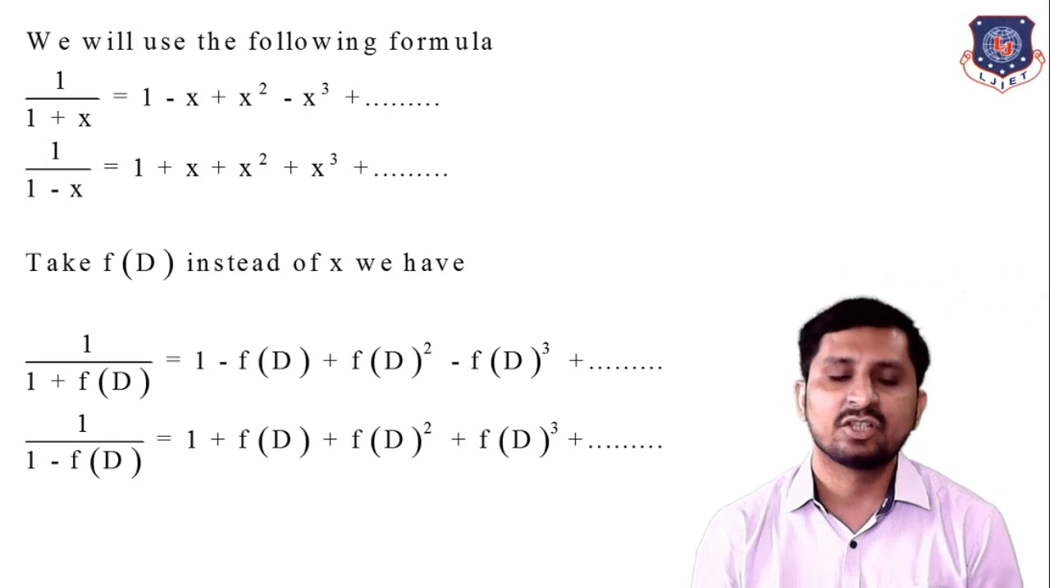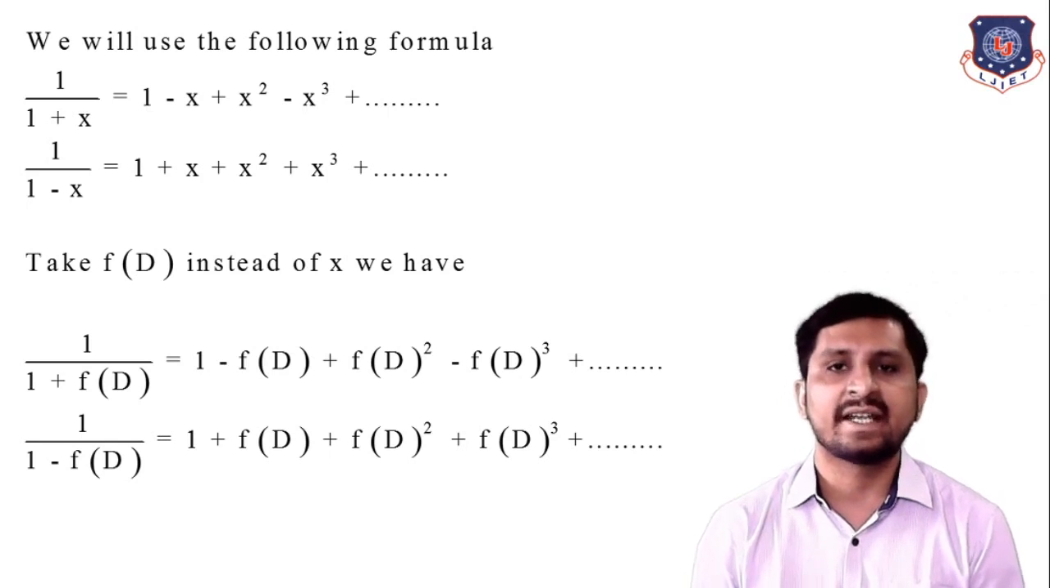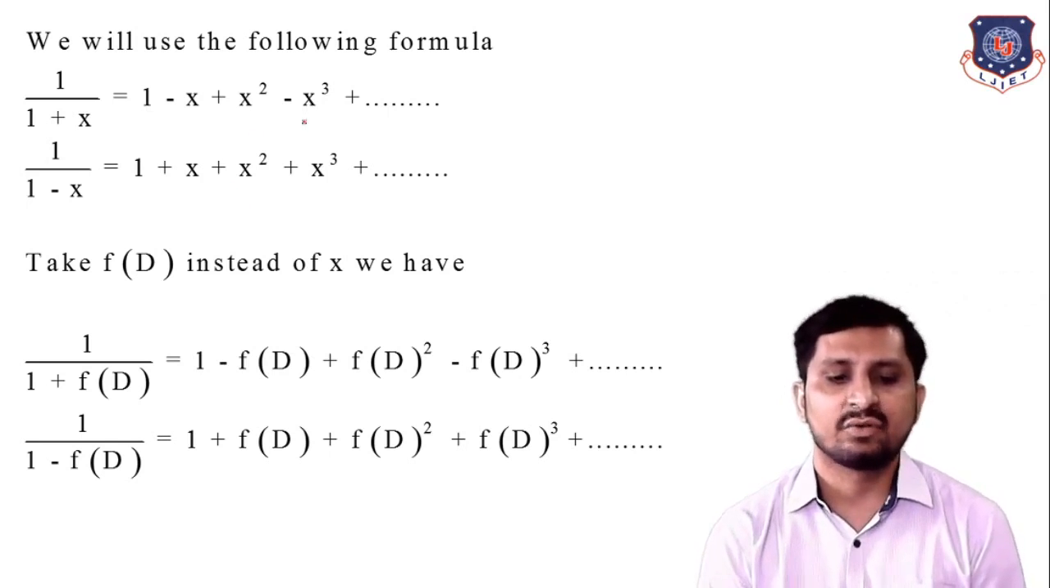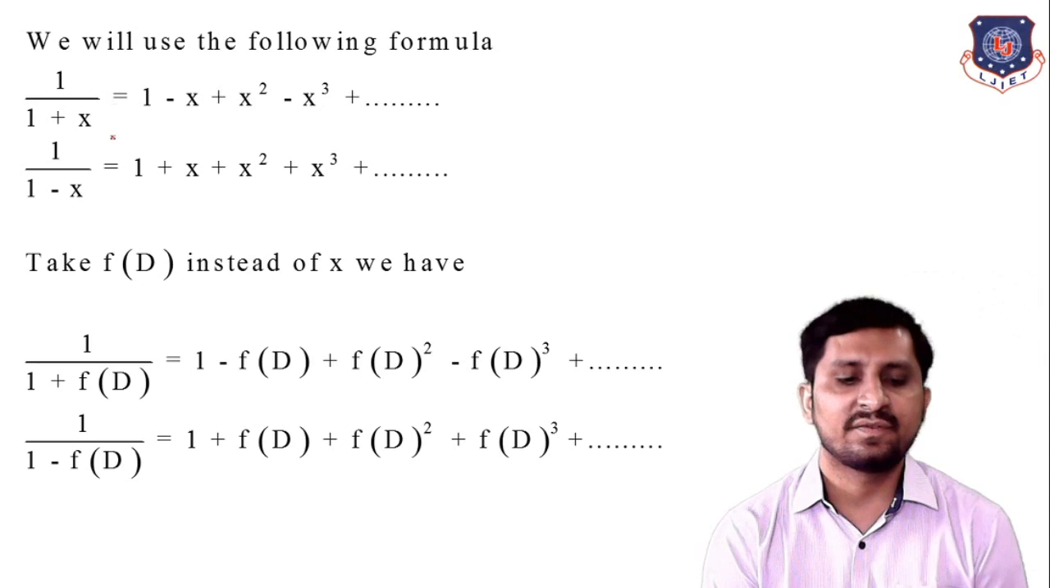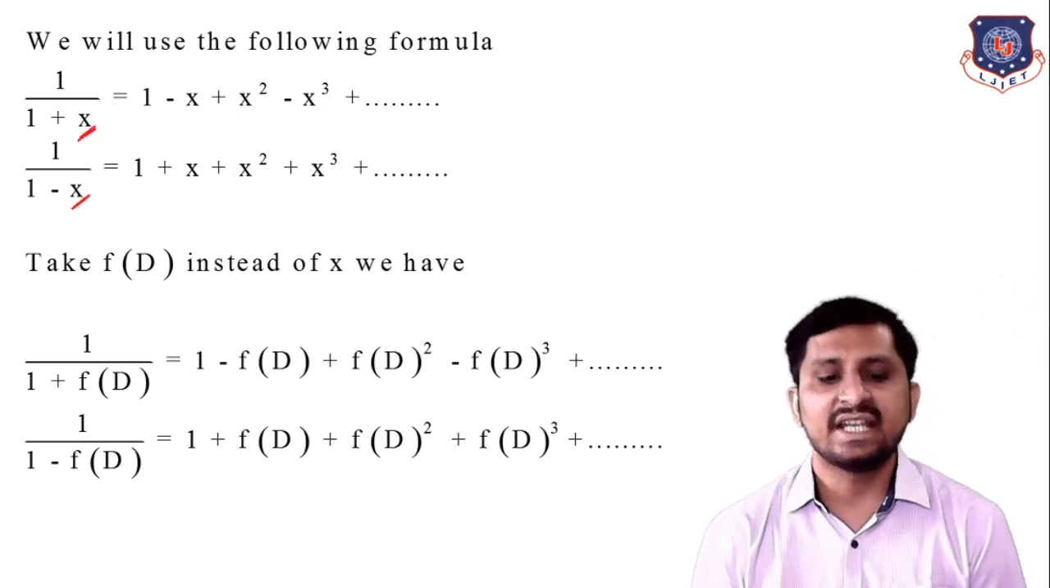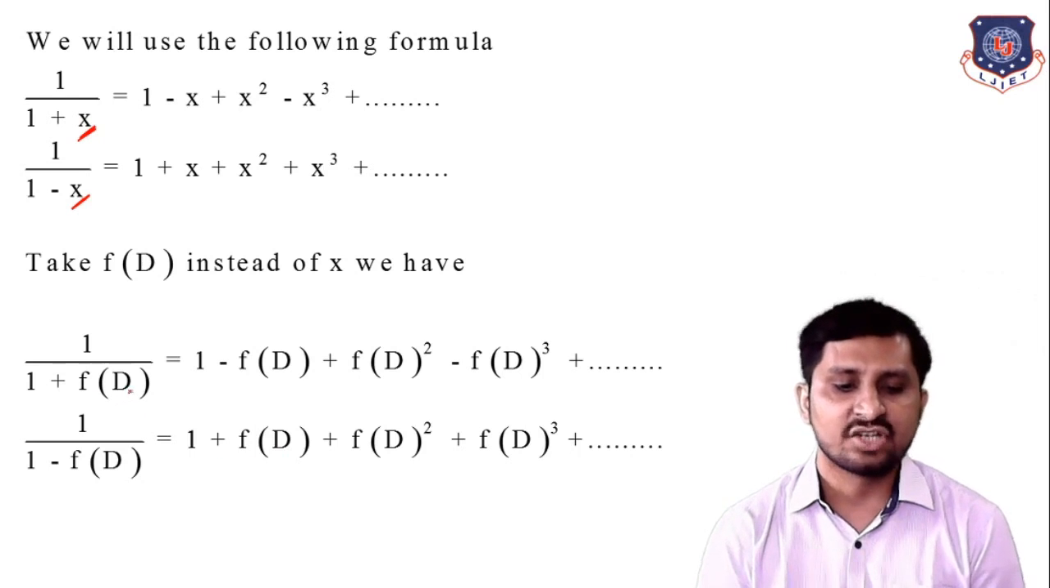As you all know, 1 upon 1 plus x can be written as 1 minus x plus x square minus x cube and so on. Okay, 1 upon 1 minus x is equal to 1 plus x plus x square plus x cube and so on, right? But here, instead of this x, we have some function of D and D dash. Okay, some function f of D. I just write here f of D, but in your case f of D, D dash.